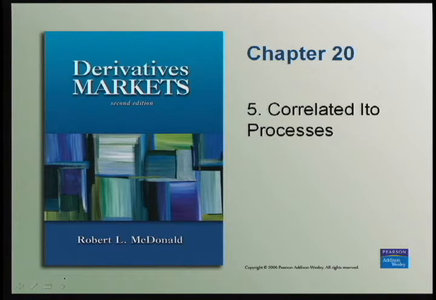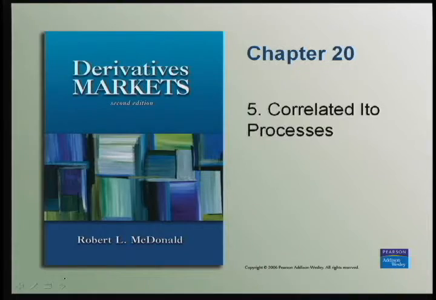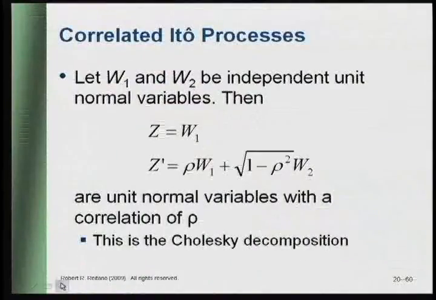In Module 5 of Chapter 20, we're going to look at correlated Ito processes. First of all, let's recall correlation of normal random variables. Namely, if we begin with W1 and W2, and they're independent unit normals, or standard normals if you prefer, we can actually create two standard normals that are correlated.